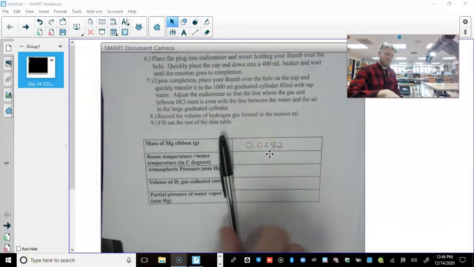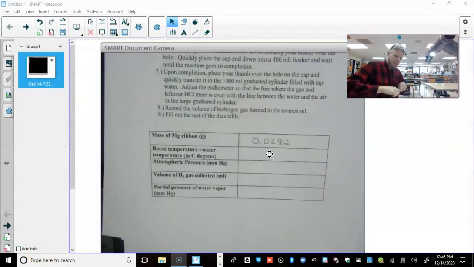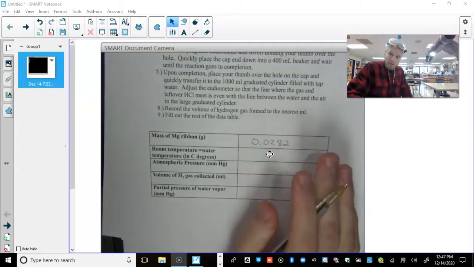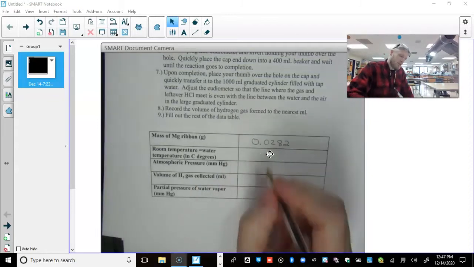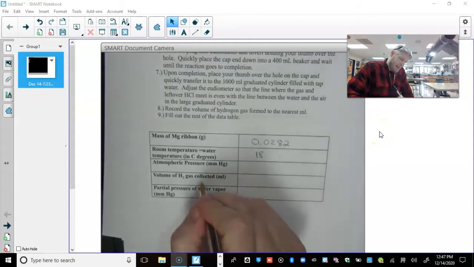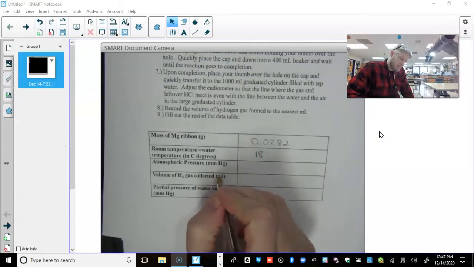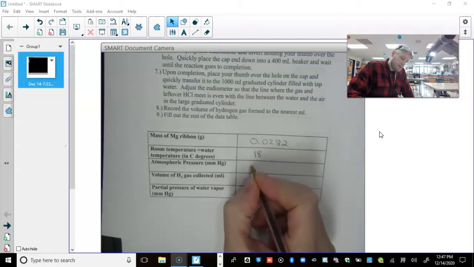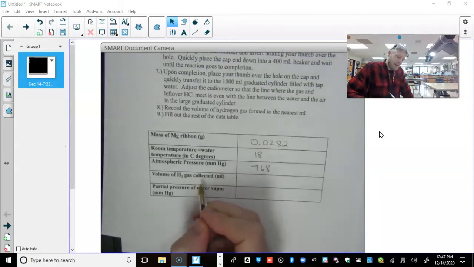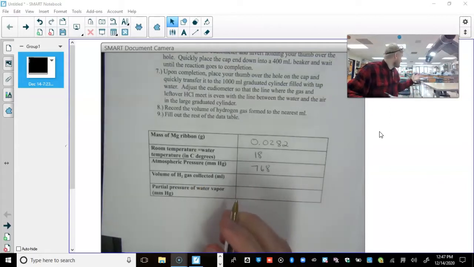Okay, here we go. What we have is 0.0282 grams of magnesium, so we recorded that when we massed the magnesium. The room temperature of water, we looked at a thermometer, and it was 18 degrees Celsius. And atmospheric pressure, we said that was 768 according to our barometer. Volume of H2 gas. We're going to wait for the reaction to kind of complete.